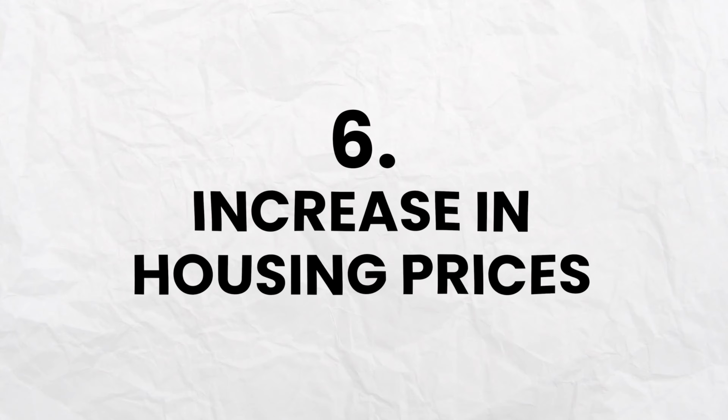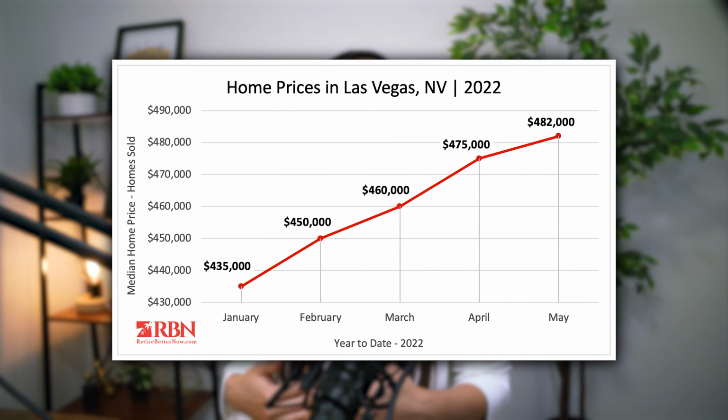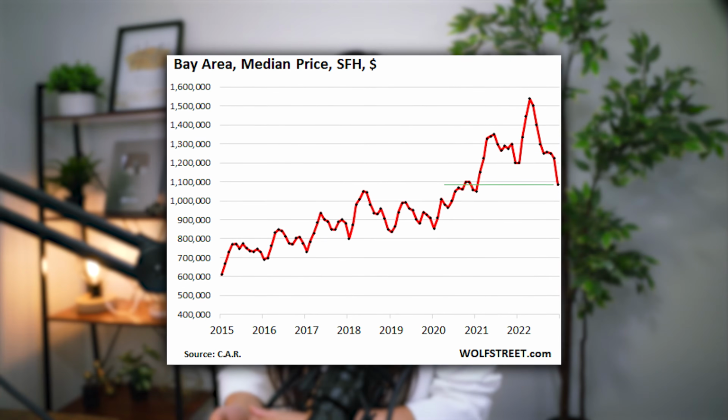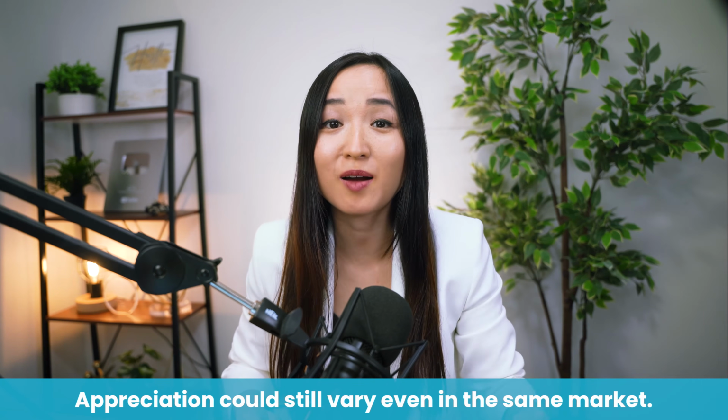Number six is increase in housing prices. So you're going to want to look at historical data because it'll give you an idea of whether home values are appreciating in a particular market. The amount of appreciation can really vary depending on the different markets and even within the same market. Like some neighborhoods might be appreciating a lot more than others.